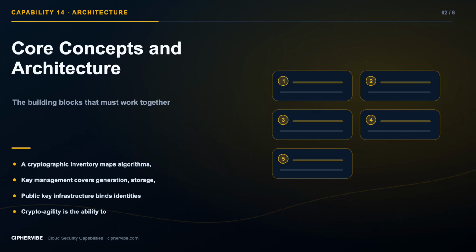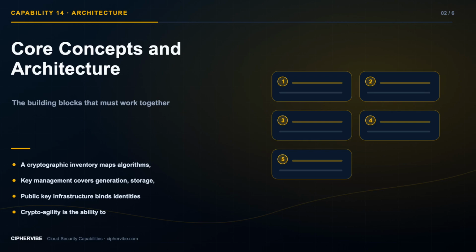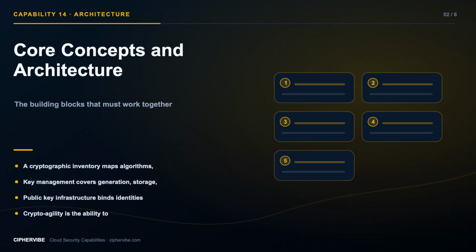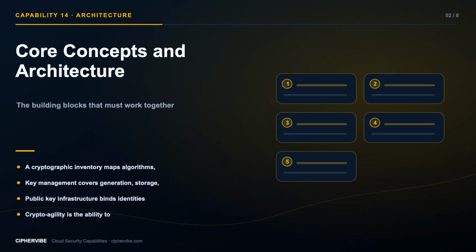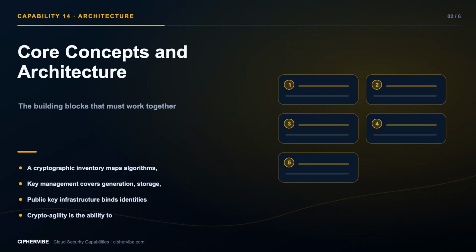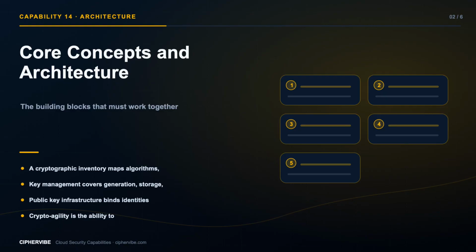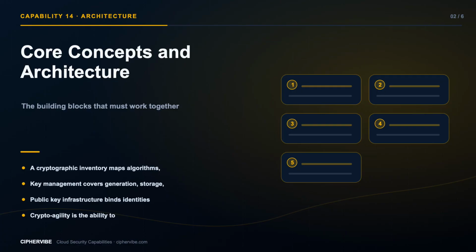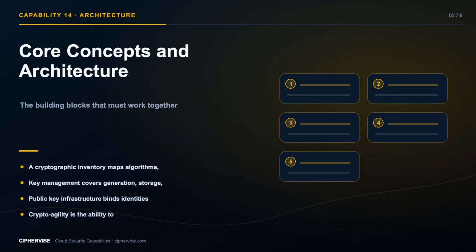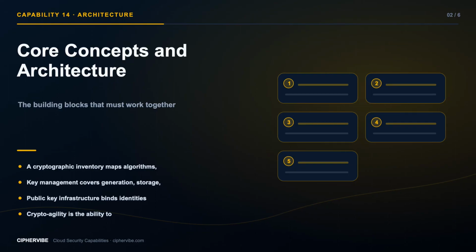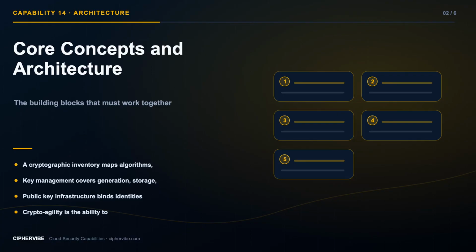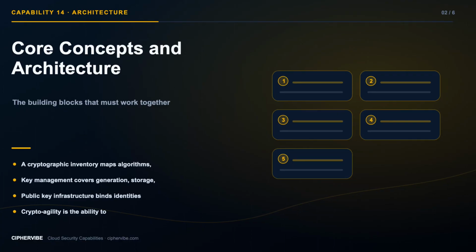Third, public key infrastructure binds identities to certificates and depends on issuance policy, validation, renewal, revocation, and protected authorities. Fourth, crypto agility is the ability to replace algorithms, key sizes, providers, or trust anchors without unsafe emergency redesign. These concepts need shared identity, timestamps, provenance, ownership, and access control. Every summarized risk should link back to its source evidence and disclose missing information.